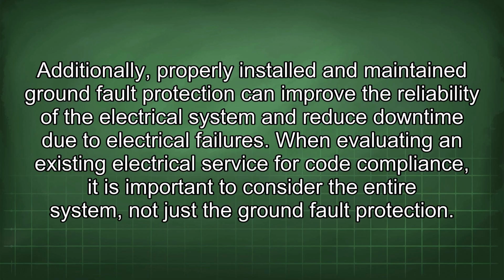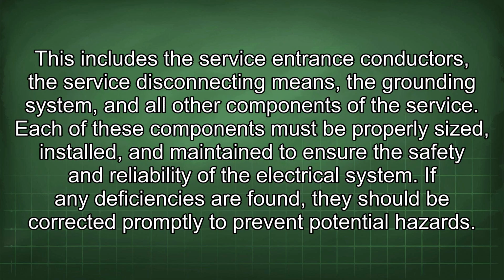to electrical failures. When evaluating an existing electrical service for code compliance, it is important to consider the entire system, not just the ground fault protection. This includes the service entrance conductors, the service disconnecting means, the grounding system, and all other components of the service. Each of these components must be properly sized, installed, and maintained to ensure the safety and reliability of the electrical system. If any deficiencies are found, they should be corrected promptly to prevent potential hazards.